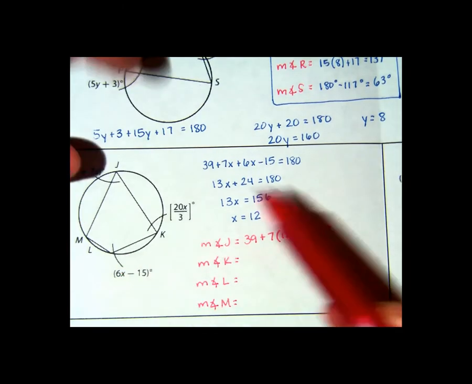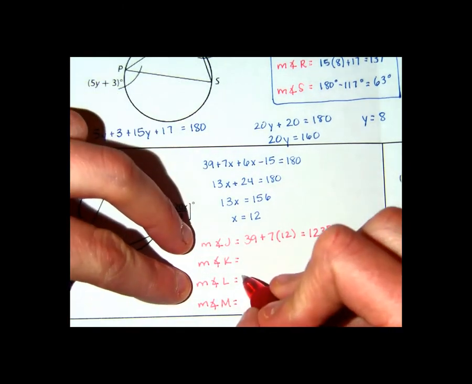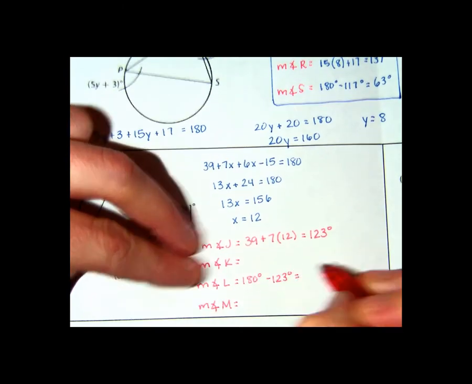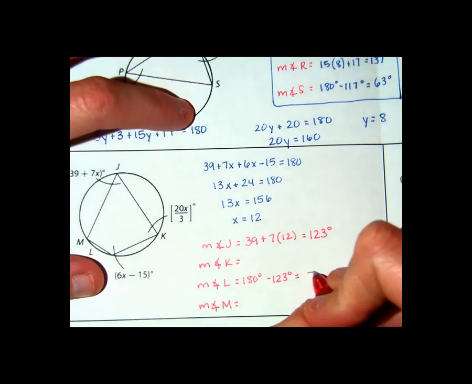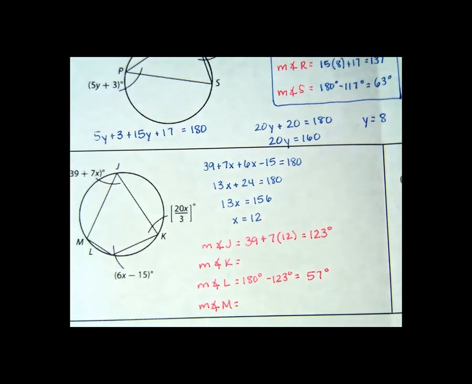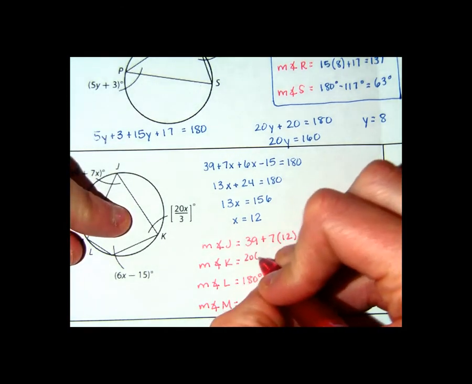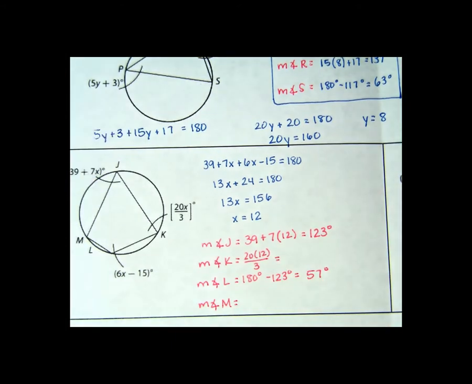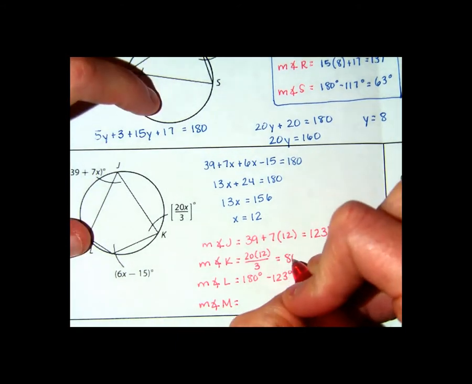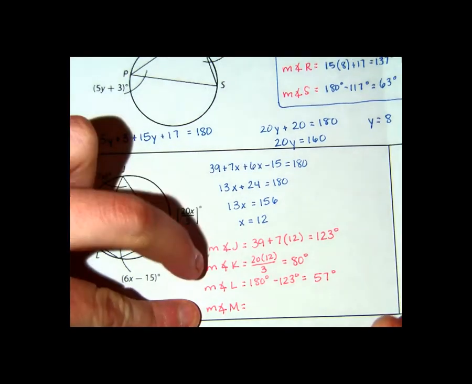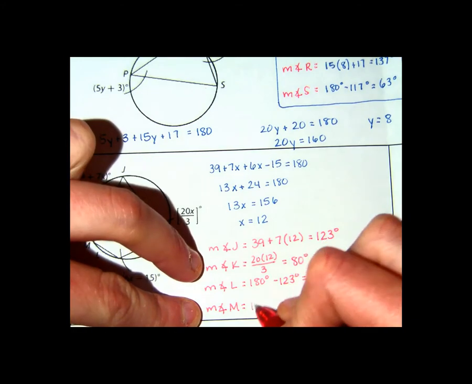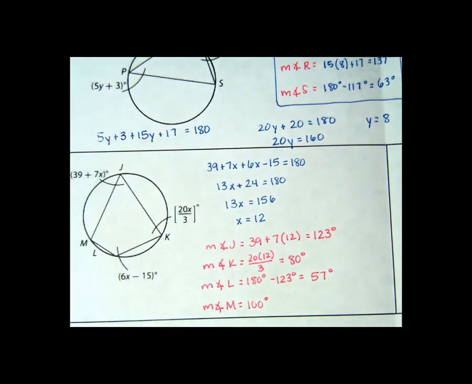Instead of even plugging in for L, I can actually skip to L and say, hey, it's supplementary, so it's 180 minus 123. Or you could plug in, but you'll still get the same answer. The measure of angle K is 20 times 12 divided by 3, which is 80 degrees. K and M are supplementary, so that leaves 100 degrees for angle M.